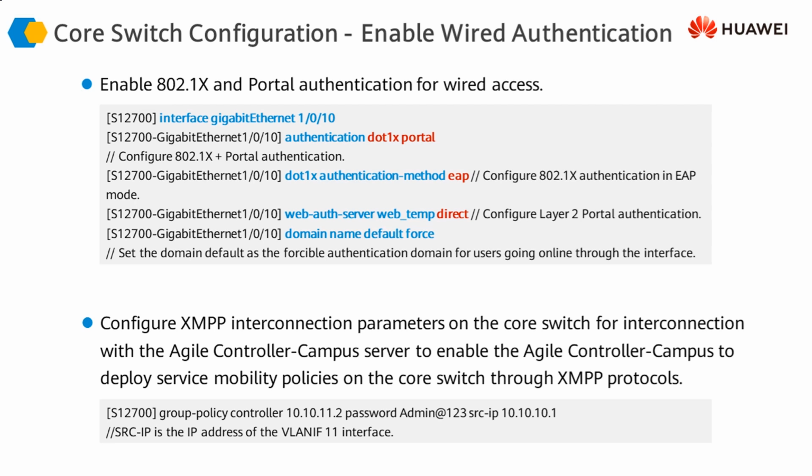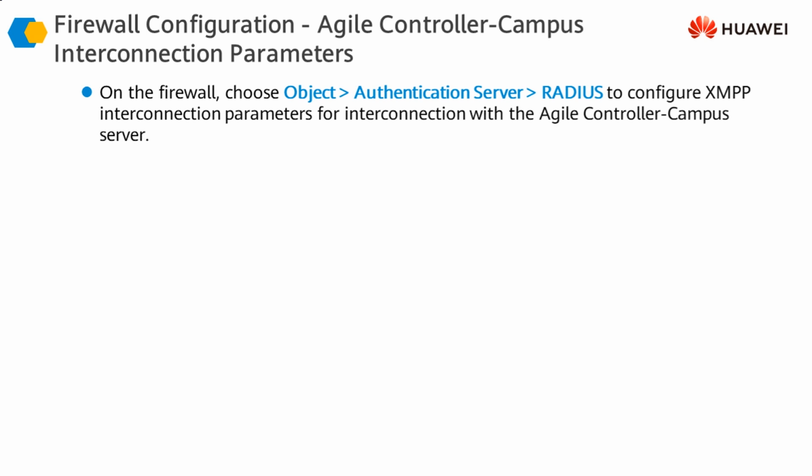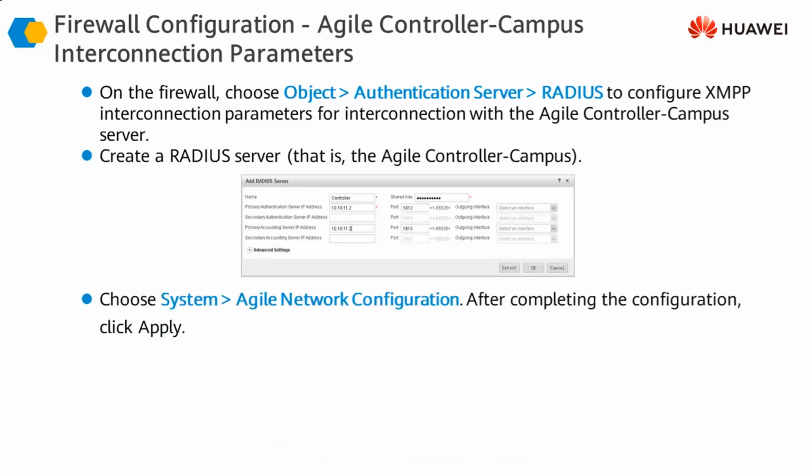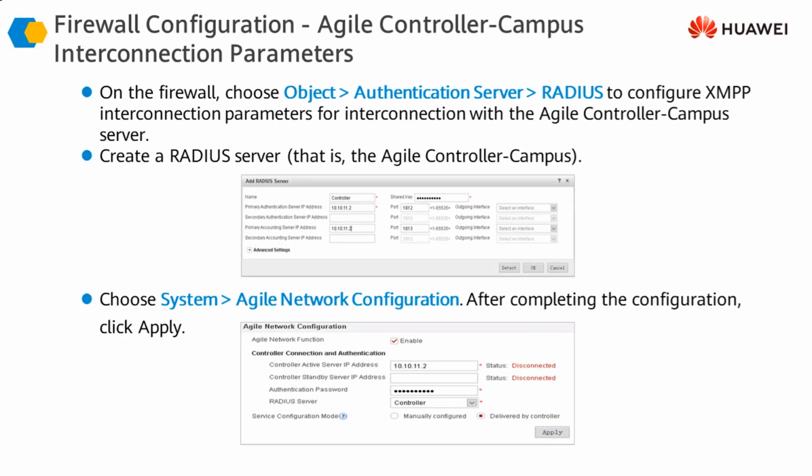Once this is done, this means that our configuration on the core switch is done. Now we can move over to the firewall and do the necessary configuration on the firewall.